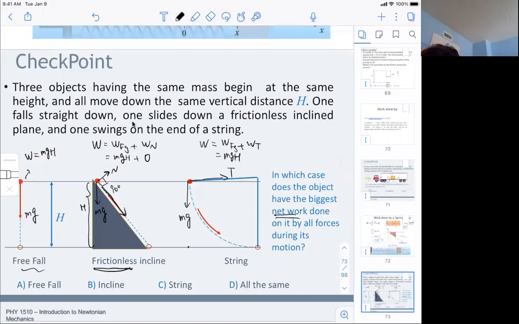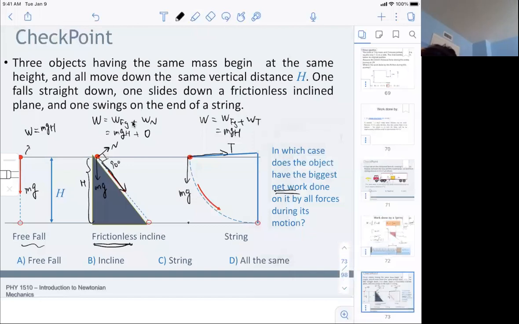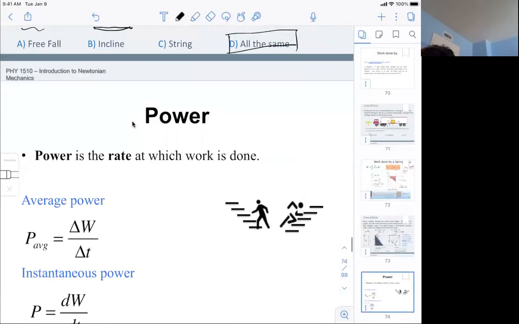No, because the tension is always along the rope. Only if you have a displacement along the rope, then you'll have work. But you can see no matter where you are, your displacement is always tangential to the path, always perpendicular to your rope, and that's 0. So for this problem, it will be all the same, because the normal force and the tension in this case don't do work. The only one that is left is gravity.